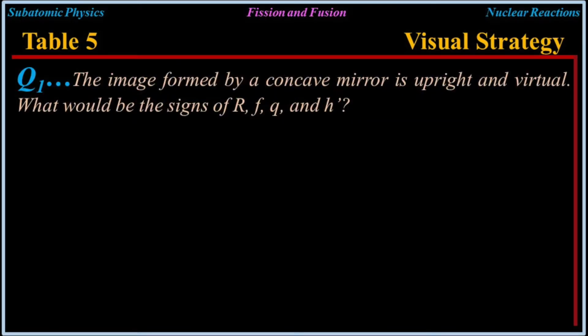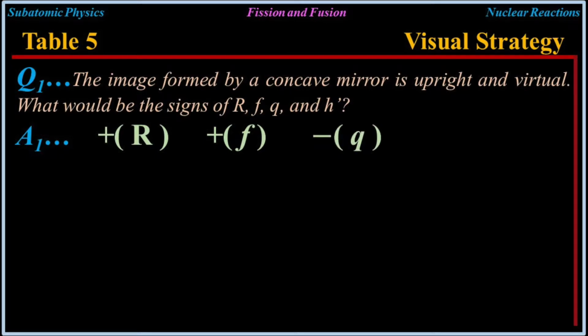Question 1. The image formed by a concave mirror is upright and virtual. What would be the signs of R, F, Q, and H prime? So it would be a positive R, it would be a positive F, it would be a negative Q, and it will be a positive H prime.